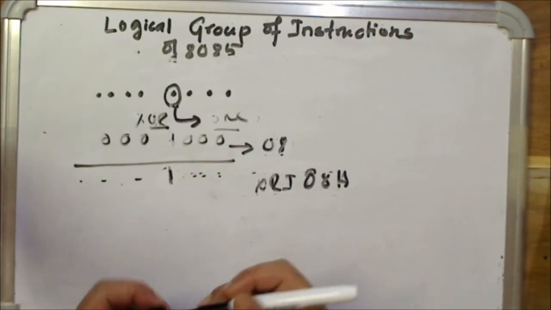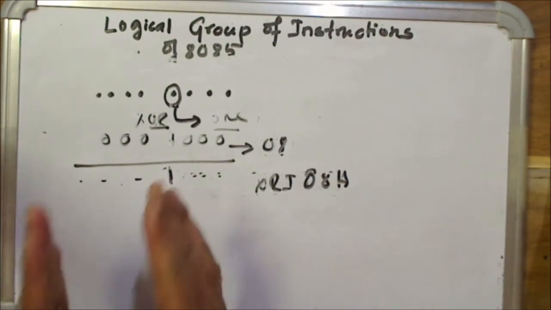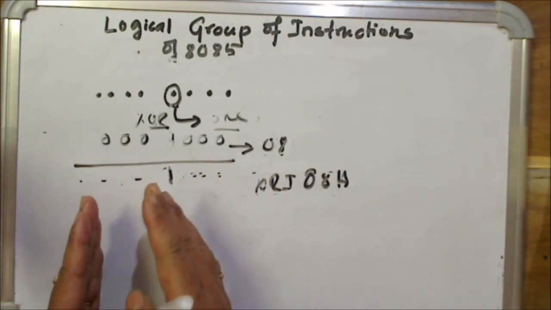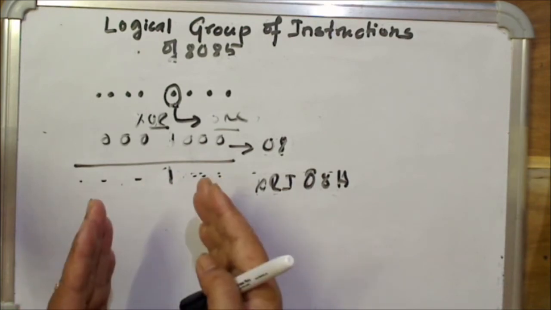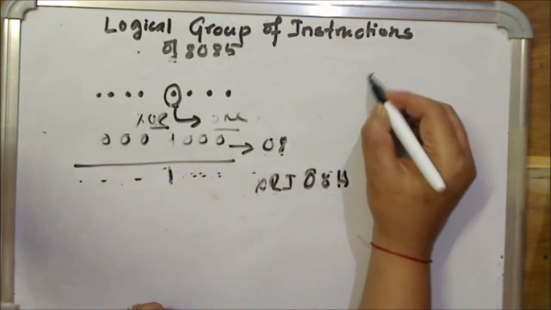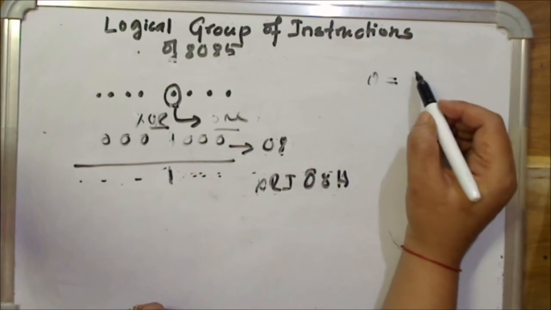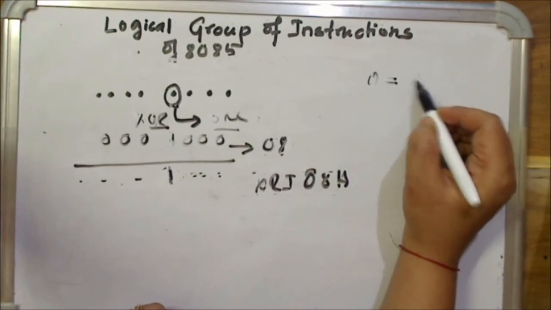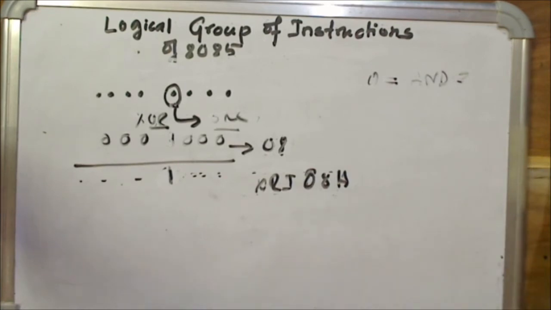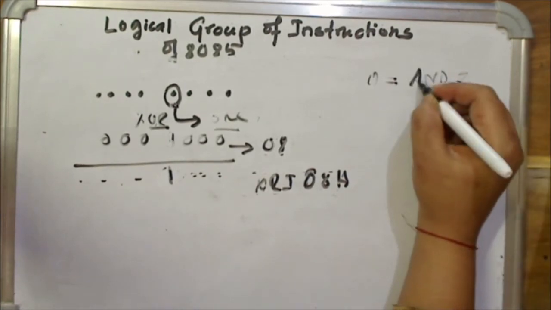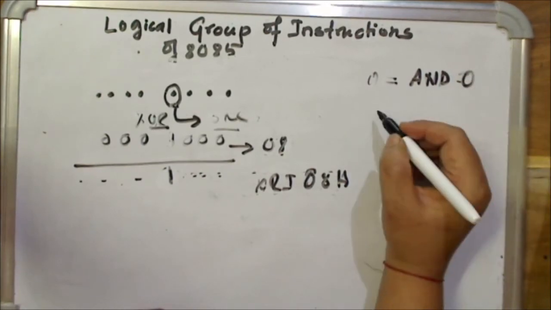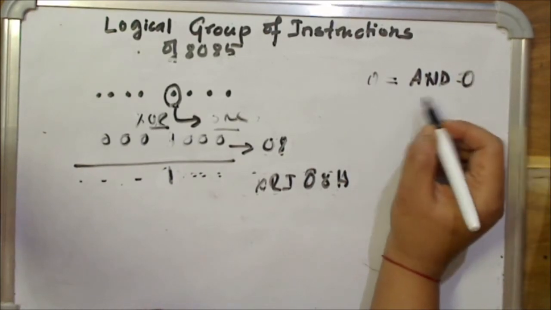So lastly, if you ever want to make anything 0, any bit, any nibble, you AND that bit with 0, okay, and the remaining bits with 1.